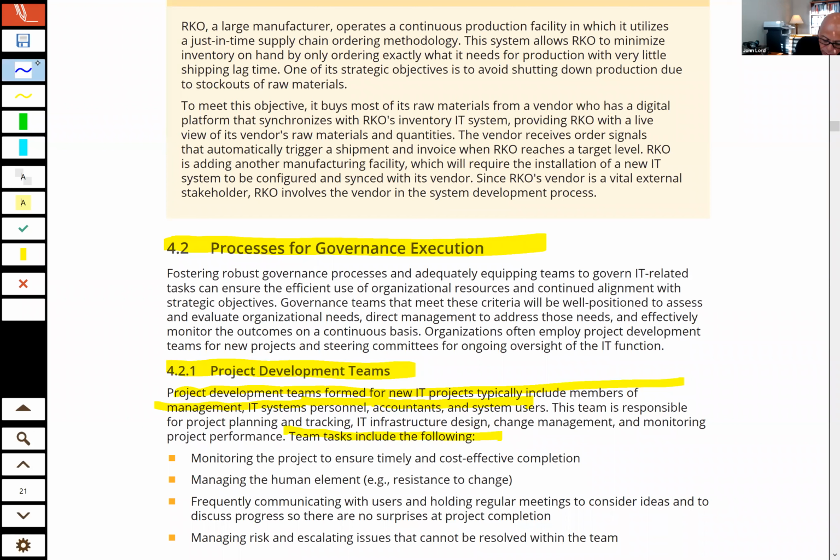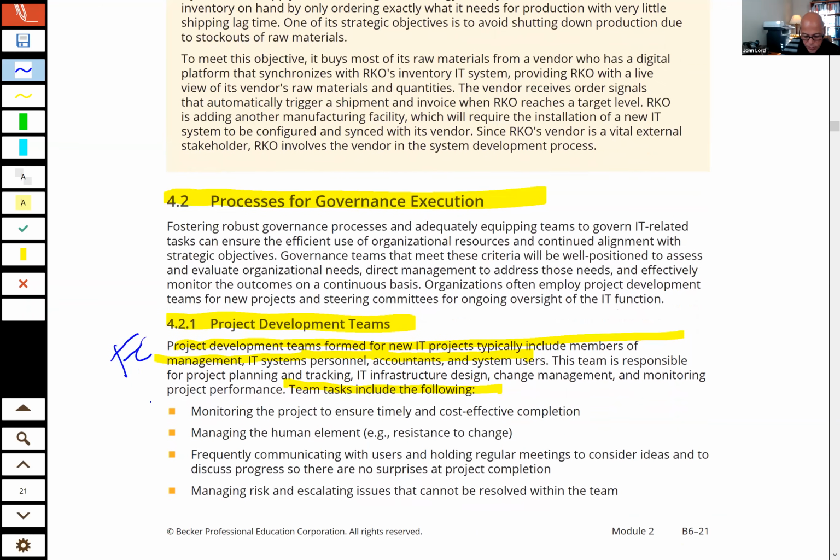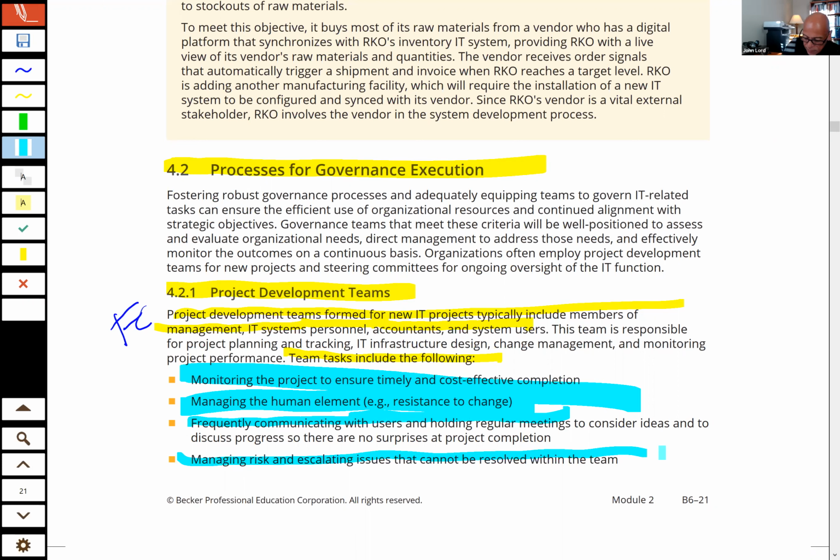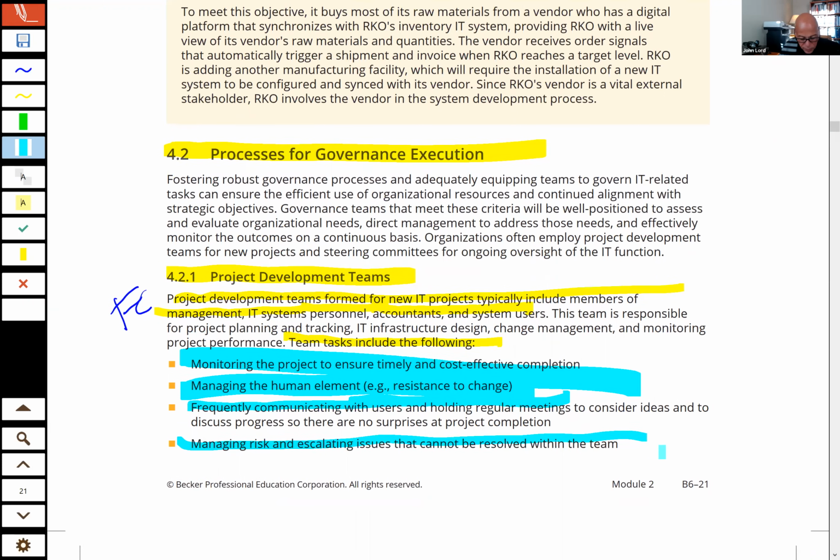So let's put on one side of the flashcard who the project development team members are, and then you can say, and these individuals would perform what functions. They're going to be monitoring the project, maintaining the human elements. There's always resistance to change, so frequent communication with users, holding regular meetings, managing risk and escalating issues that cannot be resolved within the team.